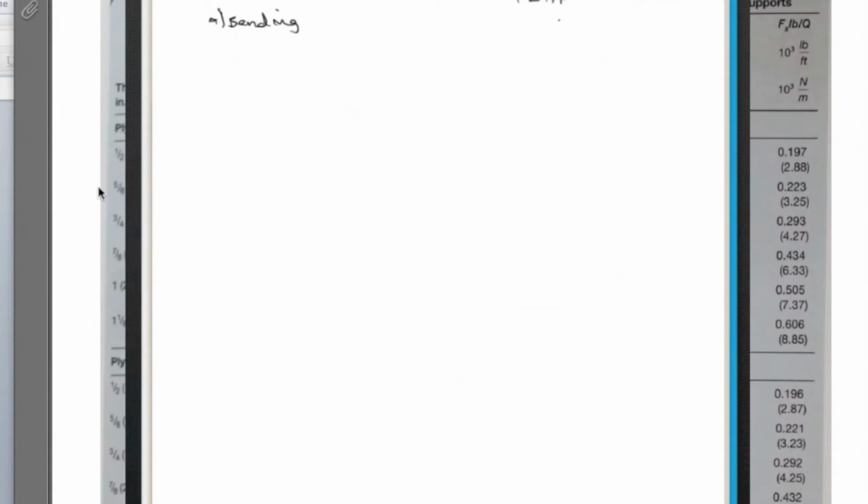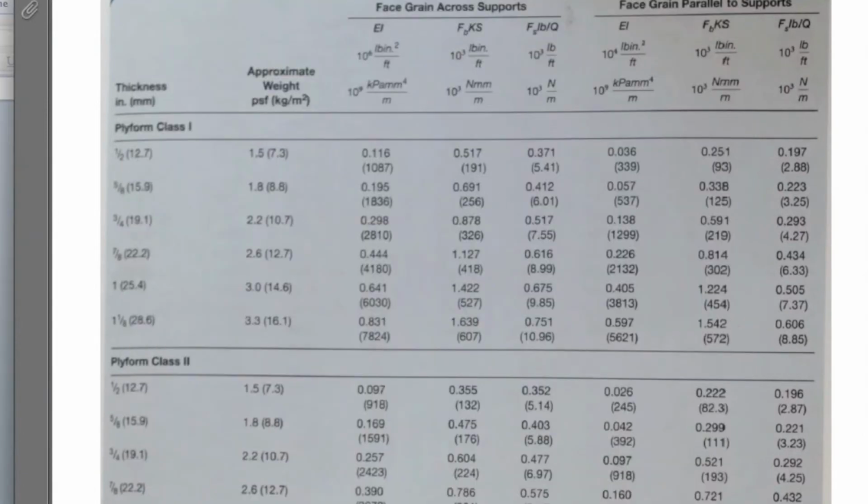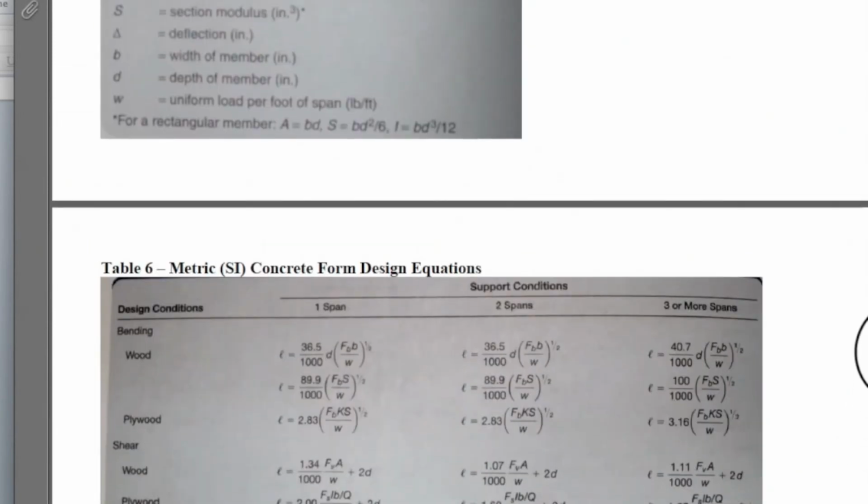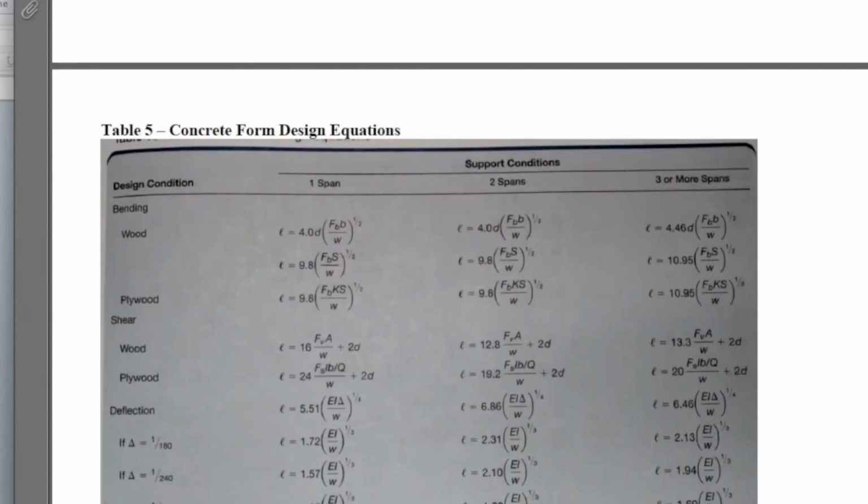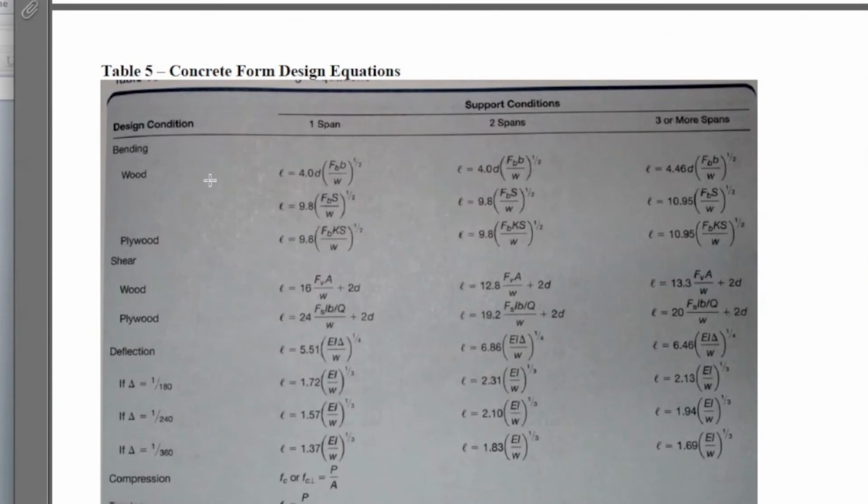And to get bending for our studs, we go back to this chart, and we're no longer looking at the plywood equations, we're looking at the wood equations. So we're going to go ahead and use these equations here. We're going to use this wood equation here, and then we're going to use the deflection equation here, which there's no distinction between wood and plywood.